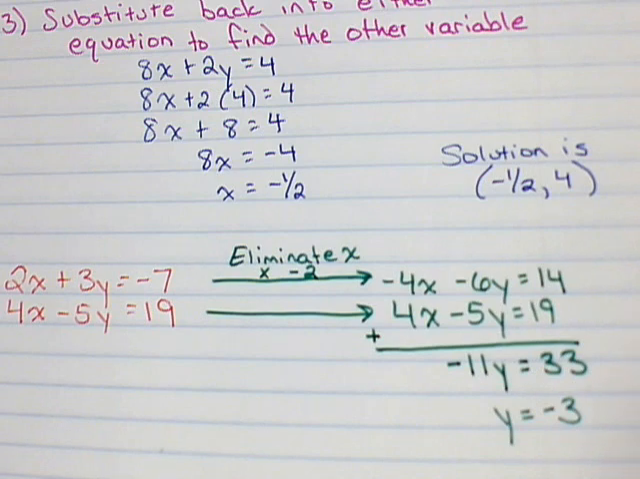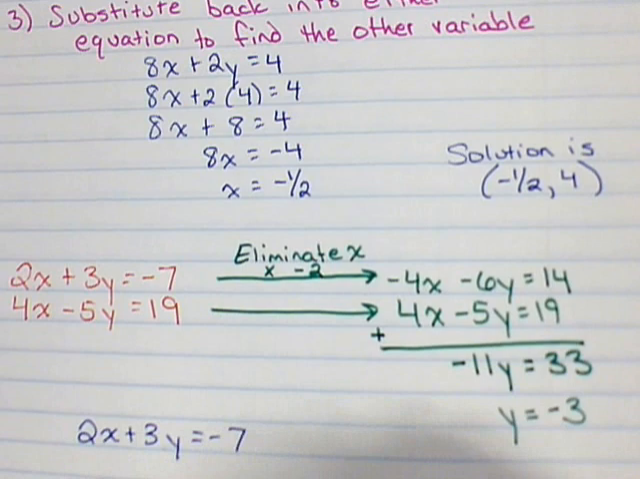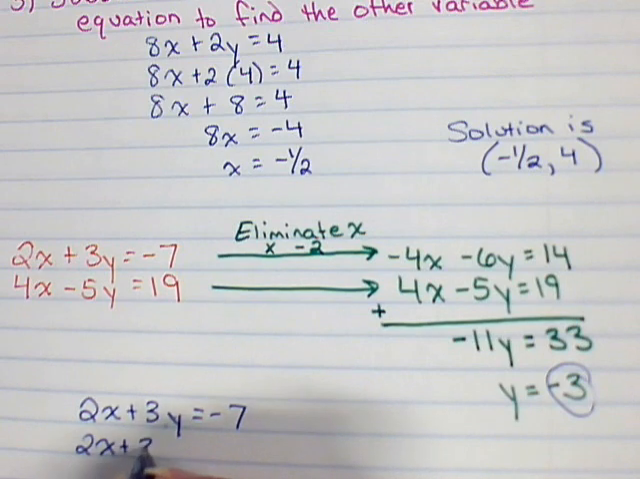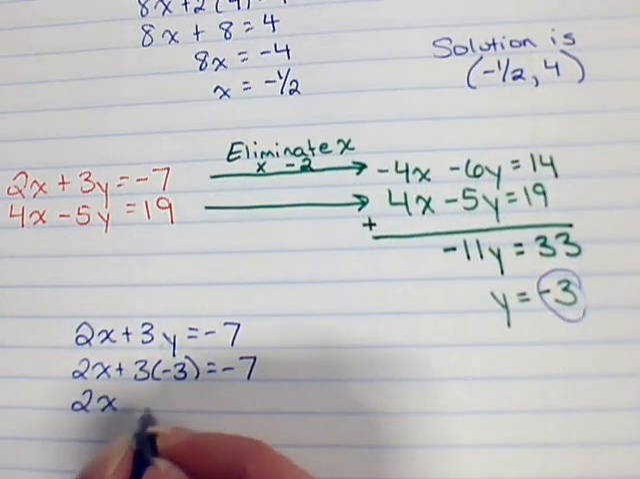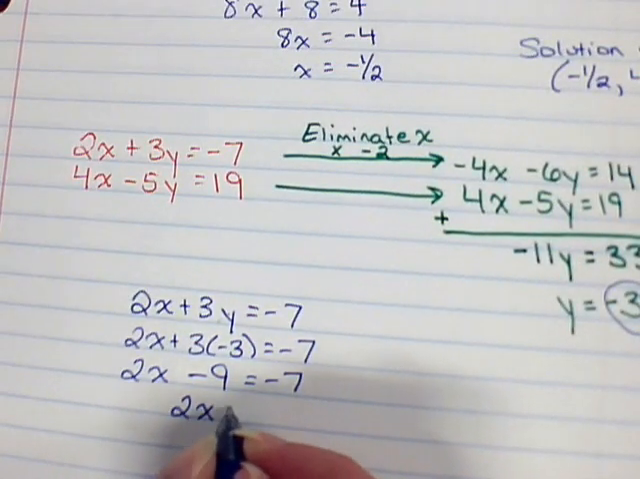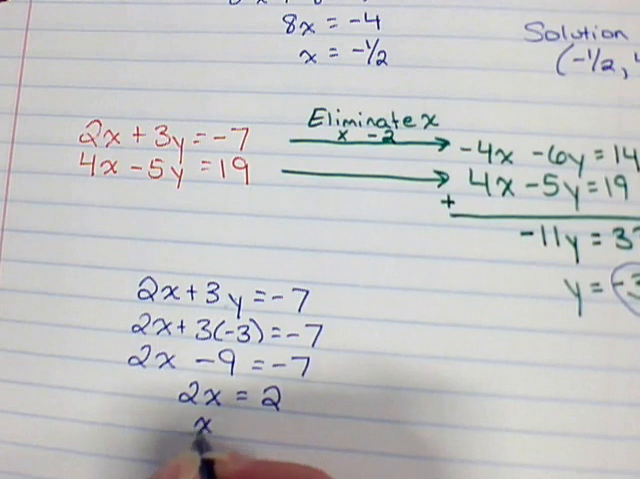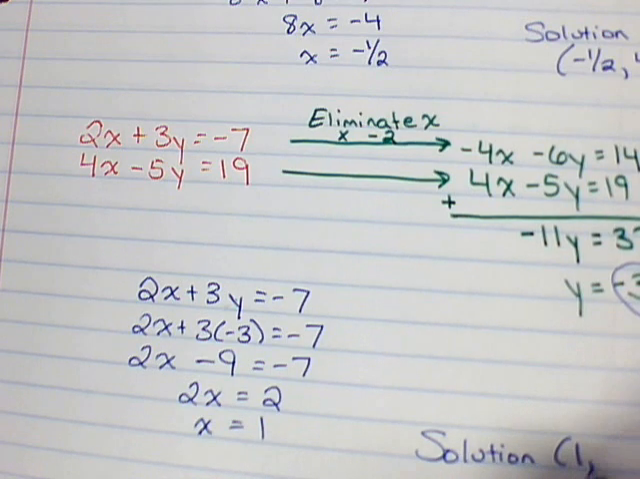Wow, we're almost there. That just needs to plug back into either one of the equations to find x. Doesn't matter which one you pick. I'm going to go with the first one just because it's the first one. I'm going to take that value and plug it in for y. So 2x plus 3 times negative 3 equals negative 7. 2x minus 9 equals negative 7. Add 9 to both sides. I get 2x equals 2. X equals 1. My solution will be 1, negative 3.